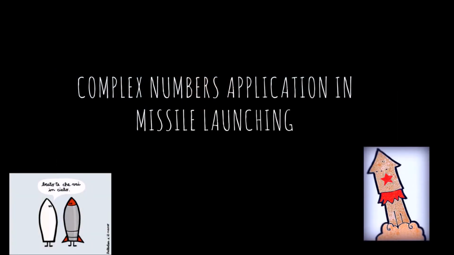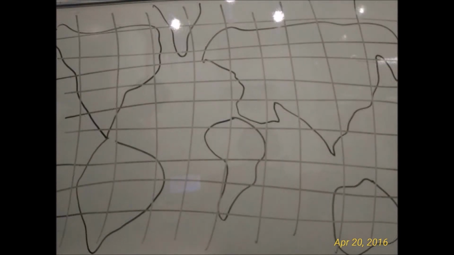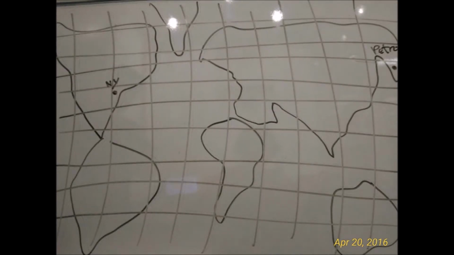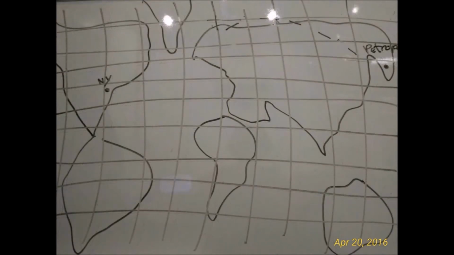In my application, I will talk about the guiding system of missiles and space shuttles. So we'll start with missile launching, and here's a meager representation of the Earth. In fact, I'll say it's quite nice and pretty accurate. To make it easier for us to pinpoint a location, let's draw grids on it. On the map now is Petropavlovsk, which is in Russia, and New York. And here's the intended trajectory of the missile from Petropavlovsk to New York.